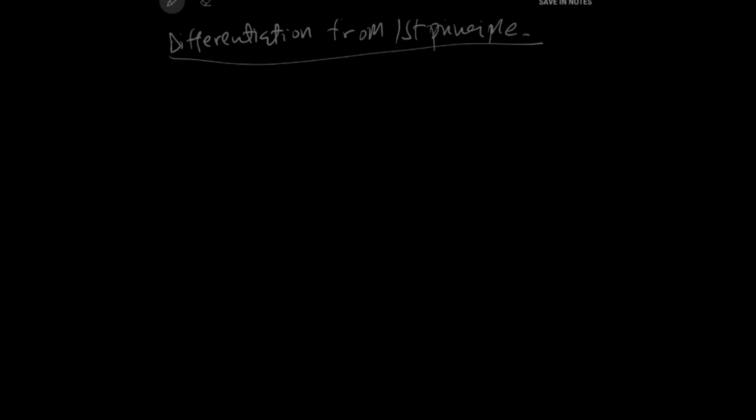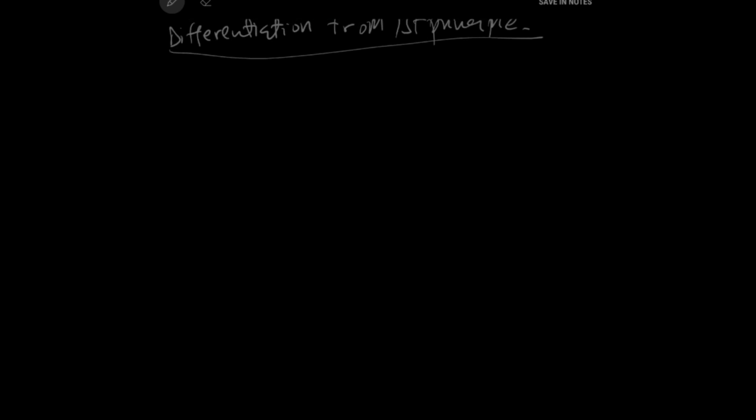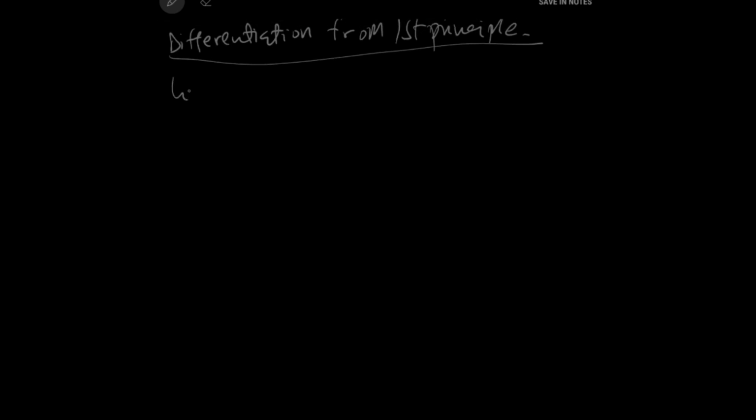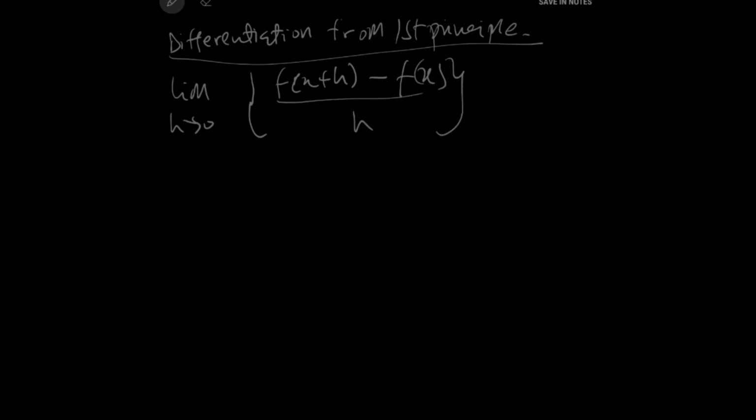So differentiation from first principle comes with some kind of formula, which is this. Suppose you are given a function f of x and you are asked to find the derivative from first principle. This is the formula you're supposed to use: the limit as h approaches 0 of f of x plus h minus f of x, divided by h. Okay, so we are going to solve some examples.